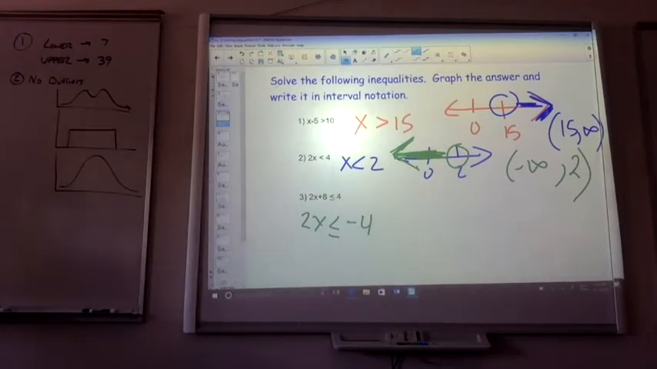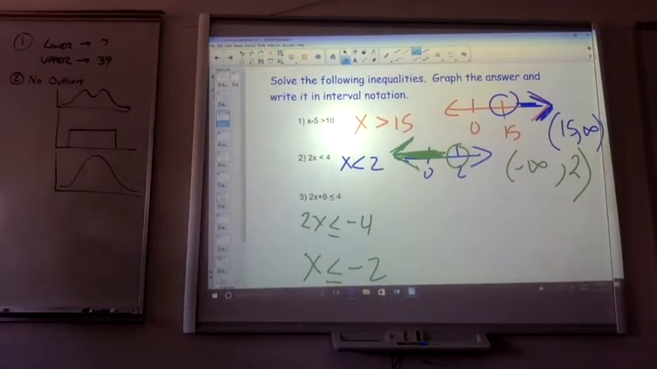Divide both sides by 2. Does my sign flip over? No. Okay, does everyone understand why it doesn't flip over? It's a negative answer, yes, but we didn't multiply or divide by a negative.